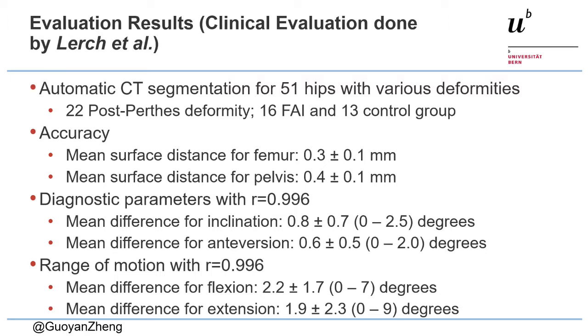Actually, from Klaus' department, Dr. Lerch did an evaluation. He took 51 hips with various deformities, including DDH, 16 FAI patients and 13 control group. Taking the manual segmentation as ground truth, he found the mean surface distance is 0.3 millimeter for femur and 0.4 millimeter for pelvis. He also looked at the diagnostic parameters: inclination is about 0.8 degree on average, and anteversion is 0.6 degree. Then we also used our FAI impingement software to look at the range of motion. He found that the mean difference for flexion is 2.2 degrees, and the mean difference for extension is 1.9 degrees.